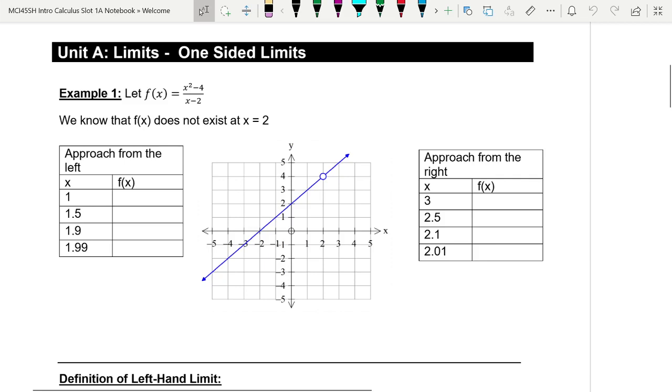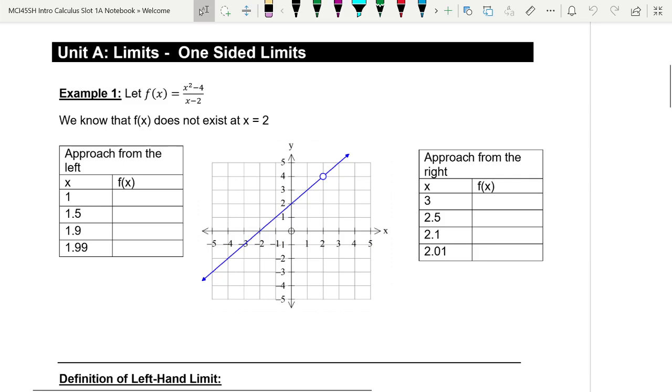Okay, so we know that when we look at that function f of x, the function f of x does not exist at x equals 2. Or in other words, f of 2 would equal undefined. And why would f of 2 be undefined? For the reason it almost always is, because you can't divide by 0 when you're doing any kind of math. So what if we approach it from the left?